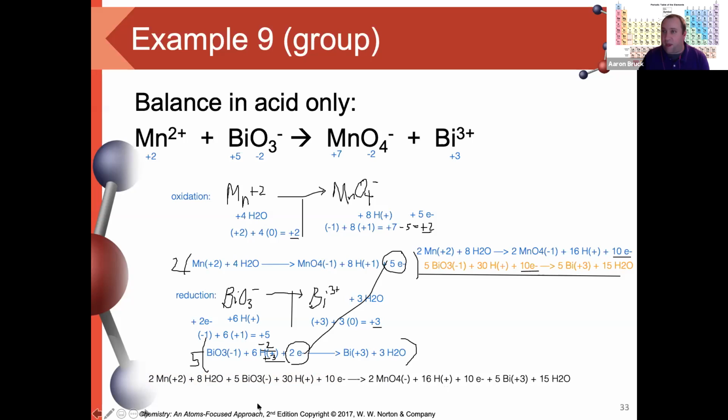Now, there's some extraneous fluff here. There are things that are common on both sides that would be in our best interest to get rid of. In particular, I have water common on both sides, hydrogen ion common on both sides, and electrons common on both sides. So similar to what we saw in net ionic equations yesterday, we are going to want to cut some of the things that are common because they cancel out.